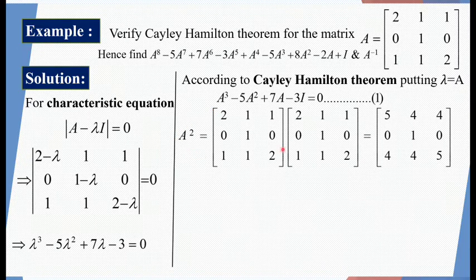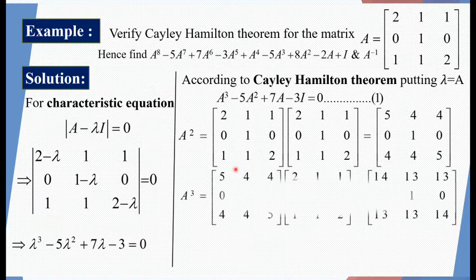So A square can be obtained from the multiplication of A into A. So by multiplying row by column, we get this particular matrix 5 4 4, 0 1 0, 4 4 5, and for the A cube we multiply A square with A. So 5 4 4, 0 1 0, 4 4 5 multiplied by 2 1 1, 0 1 0, 1 1 2.